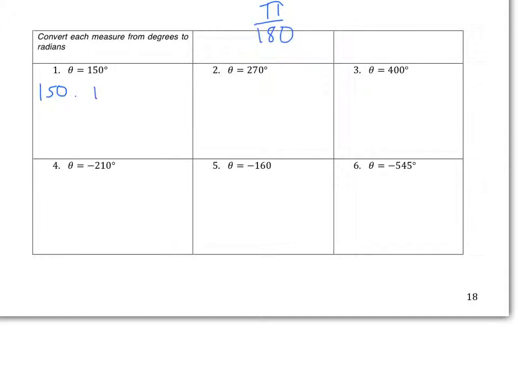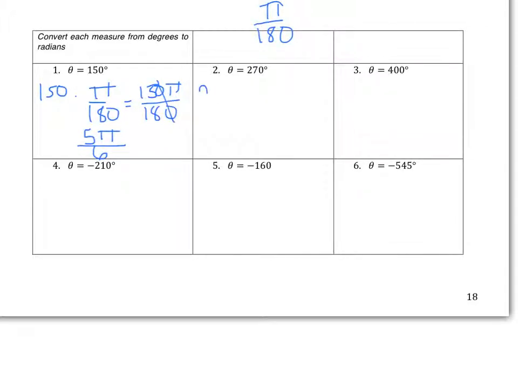So to multiply by pi over 180 is my conversion factor, which gives me 150 pi over 180. Simplify and divide top by 3. I get 5 pi, divide the bottom by 3, and I get 6. Go ahead, pause the video, and try number 2.